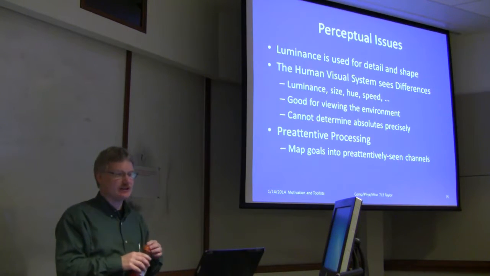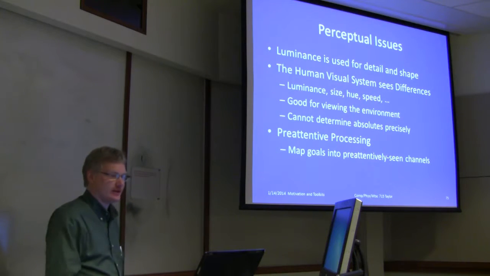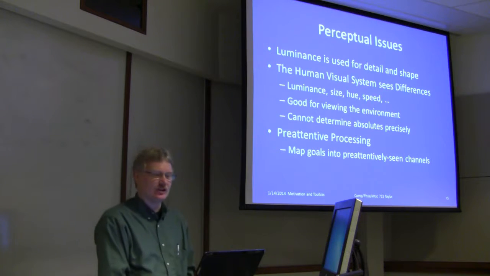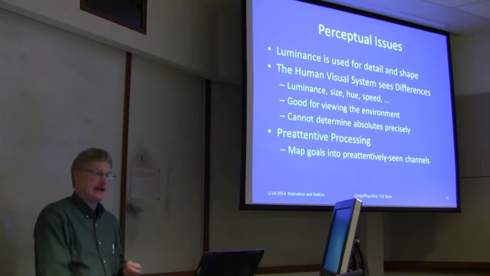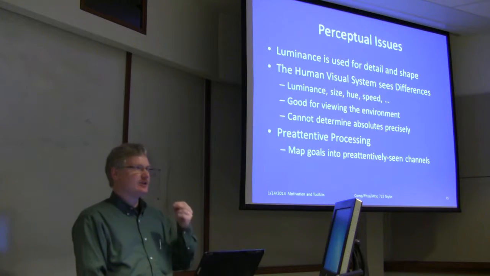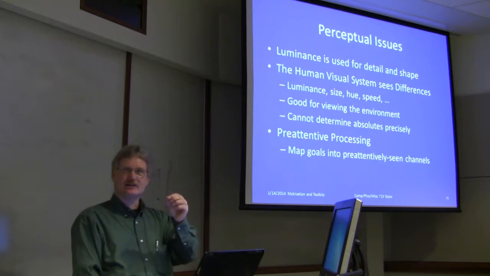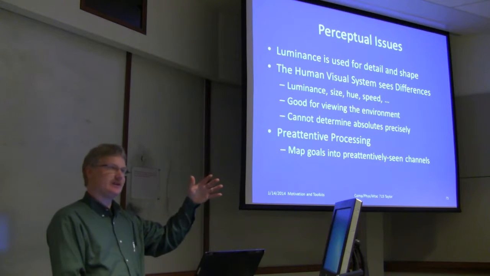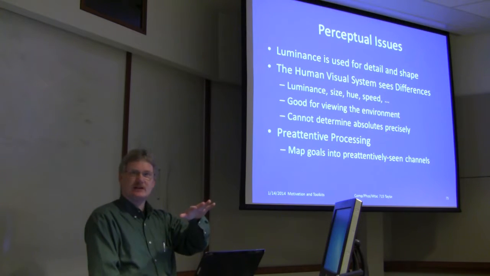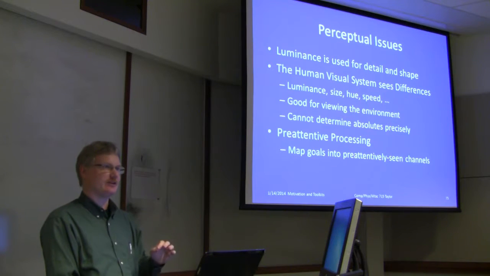One category of these is perceptual issues: something about how our brains and visual systems work. It turns out that luminance, which is just brightness, is what we use for detail and shape. If you don't have a change in luminance, you're not going to see a change in detail. If you vary the luminance of something, you vary its perceived shape, and you can't get away without that. So luminance is something you have to think very carefully about in this class.